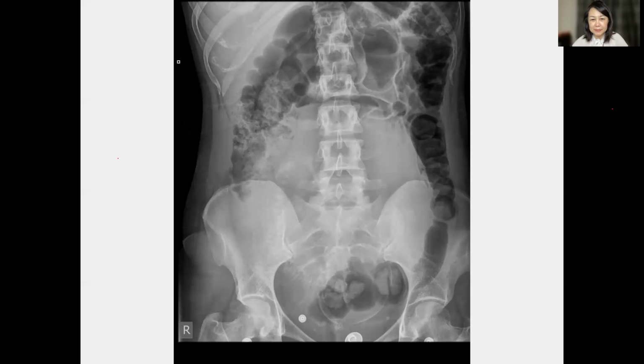Lead pipe? No, you can still see haustra within it. It's not lead pipe. What's lead pipe? Lead pipe sign is in ulcerative colitis, with loss of haustra. But here there's still large bowel diverticulum.